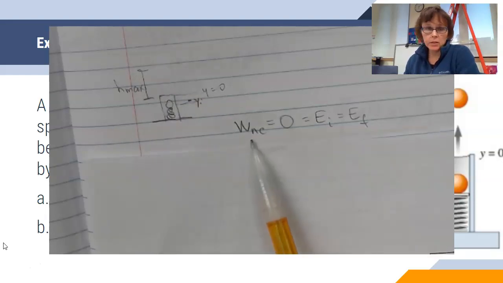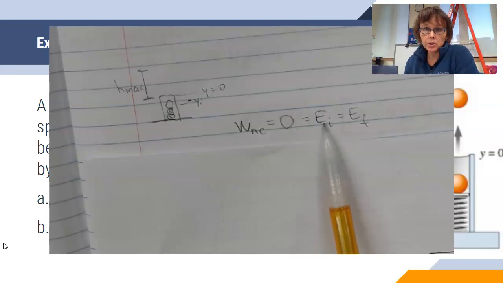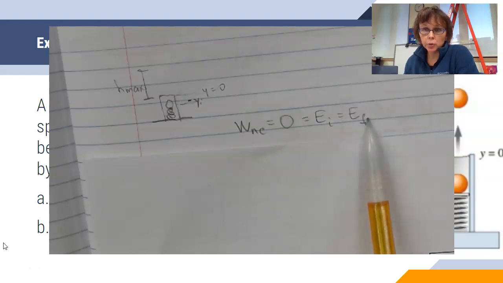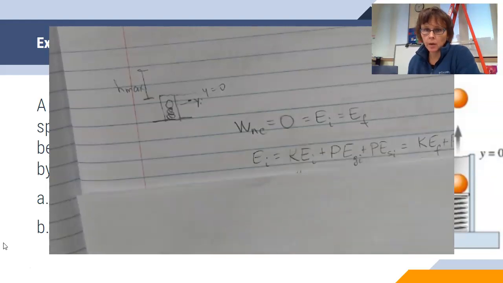So we write the work energy theorem. Work of non-conservative forces in this case equals 0, and it equals the change in energy. So the total energy is conserved. So initial energy equals the final total mechanical energy. The conservation of energy can be applied to this situation because the system is a closed system.